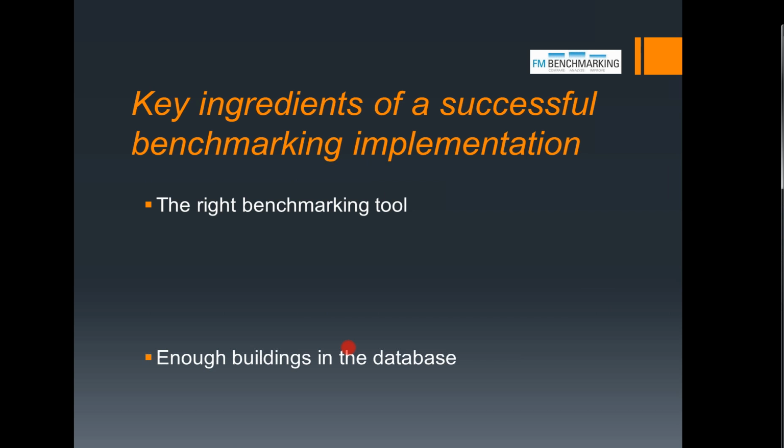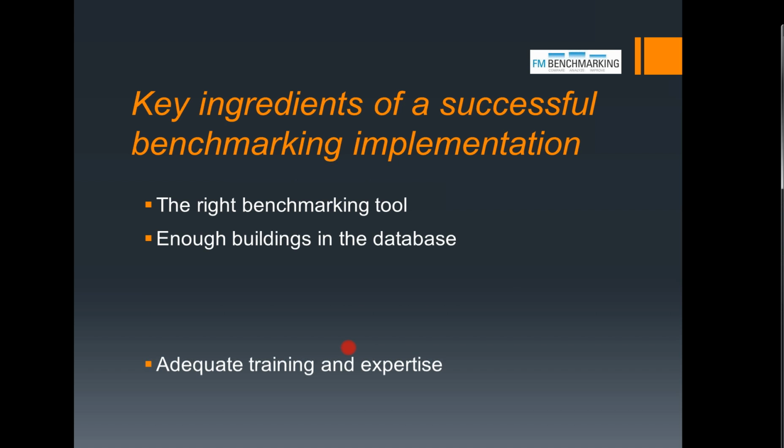Okay, so the first ingredient of a successful benchmarking implementation is the right tool. Too many people stop there. They say, hey, we got a great tool, that's all we need. Well, there's something missing. You need to have data. So I've seen a lot of systems with great tools, but there's just a handful of buildings in a database. And then as soon as you apply a few filters, all of a sudden your reports are going to have 2 or 3 buildings left in them.